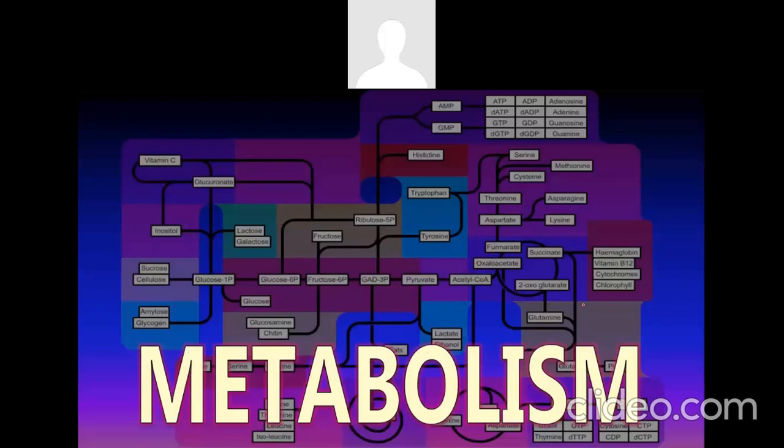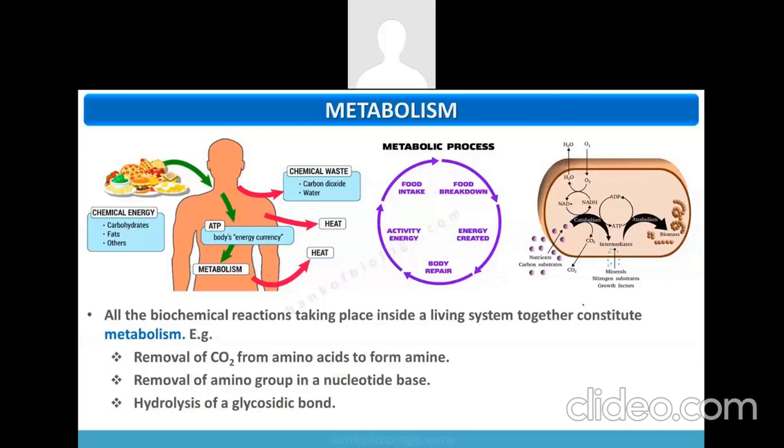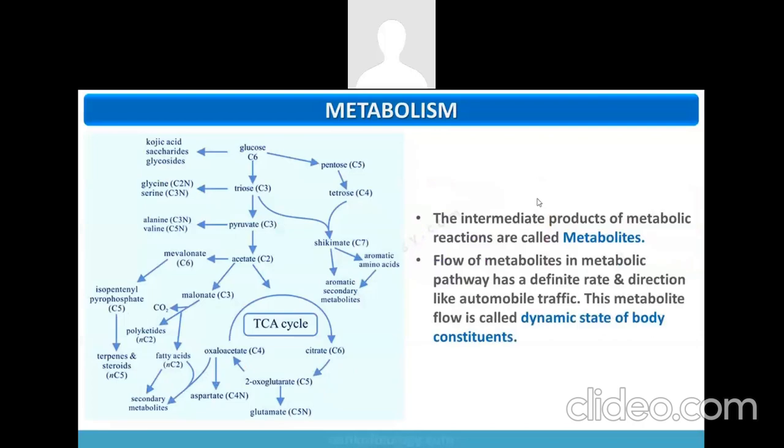Next, we'll get into the process of metabolism. All the biochemical reactions that take place inside a living system are called metabolism. It includes all biochemical reactions, from food intake to food breakdown, creating energy, and utilization of energy. All these things come under the process of metabolism. One example is removal of carbon dioxide from amino acids so that they can form an amine compound. When metabolism is happening, there are intermediate products that are formed in these metabolic reactions.